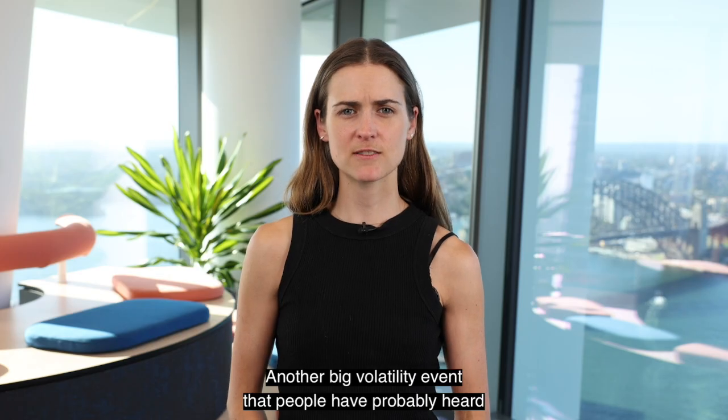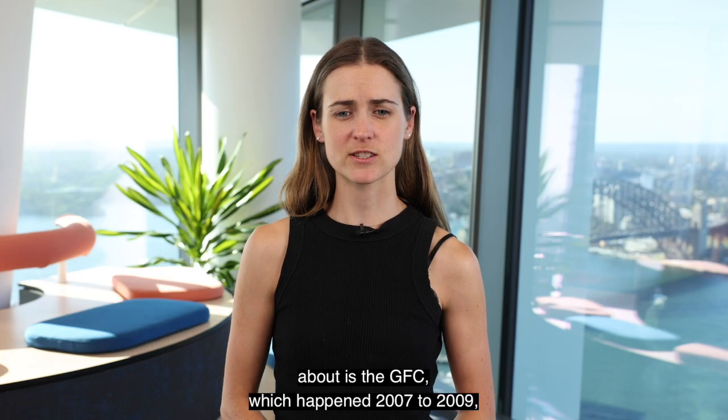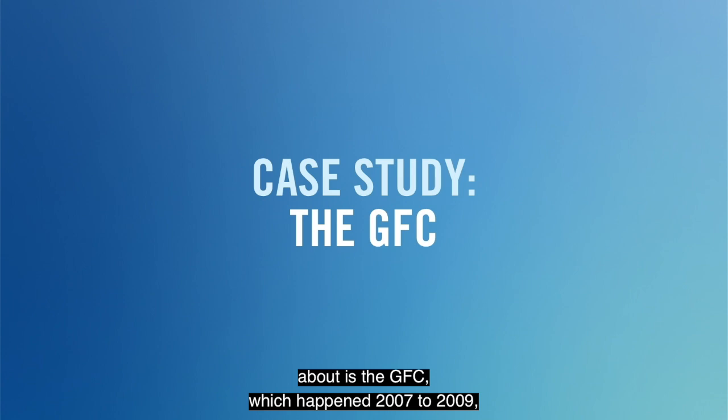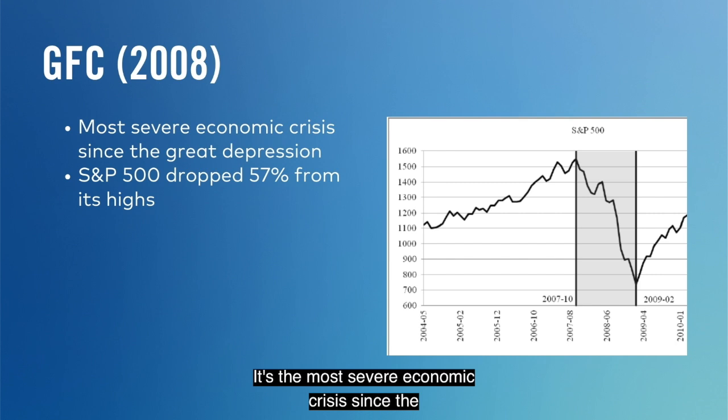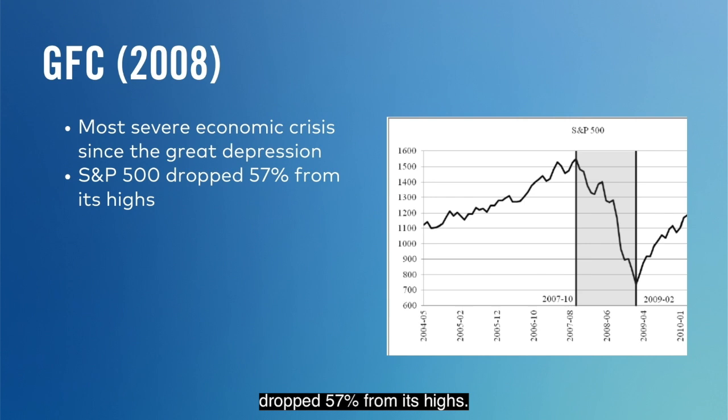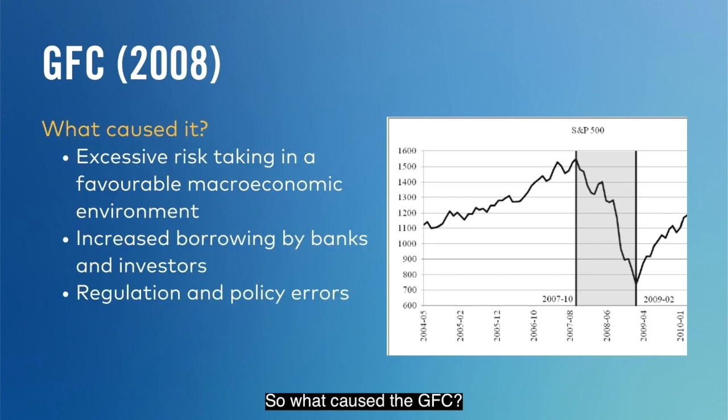Another big volatility event that people have probably heard about is the GFC, which happened 2007 to 2009, but mostly in 2008. It's the most severe economic crisis since the Great Depression, and over the time of the GFC, the S&P 500 dropped 57% from its highs. So what caused the GFC?